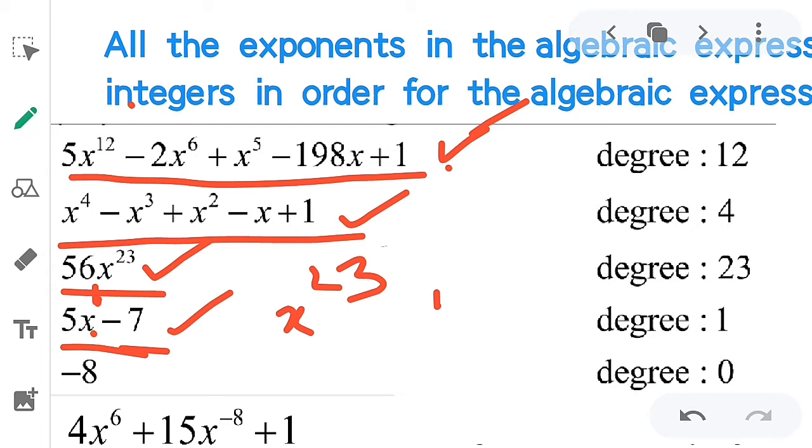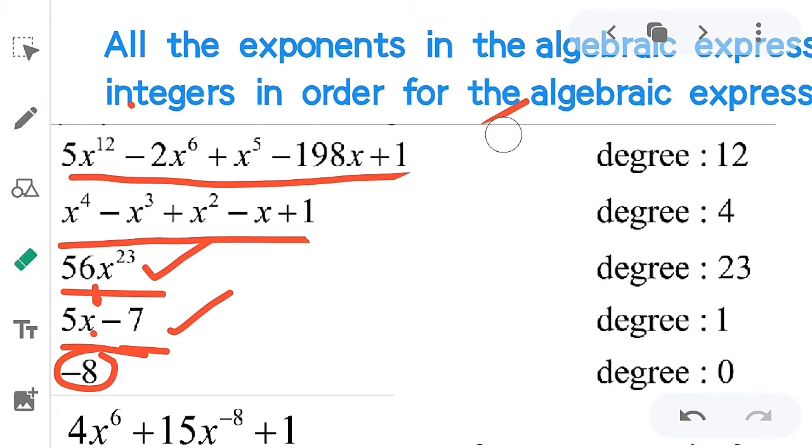And what about this minus 8? According to the definition, there is no variable here. How can we take it as a polynomial now? Here comes another condition. I will tell you that.